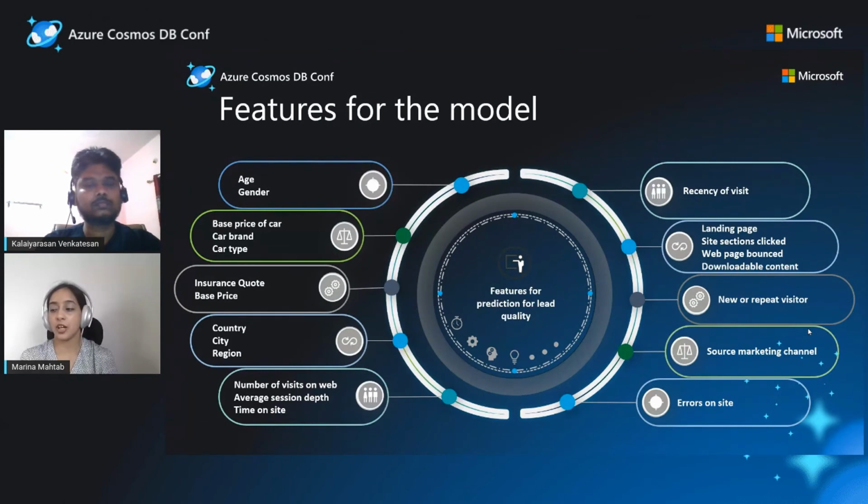We found that web behavior is also a major signal of the level of interest in a product. Number of visits on the web, session depth, time on the site shows how engaged a customer is. Recency of visit is another important signal. Pages browsed is of major relevance. So, for example, landing pages, site sections clicked on, download material accessed, or even the page from which a customer exits or bounces is of significant importance.